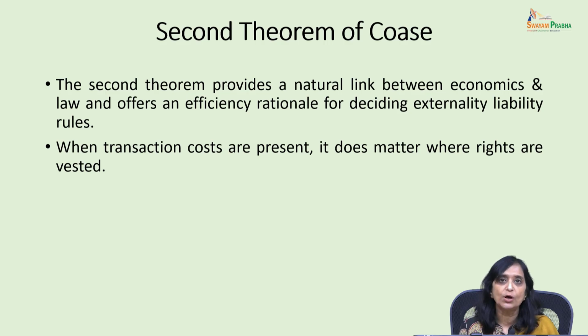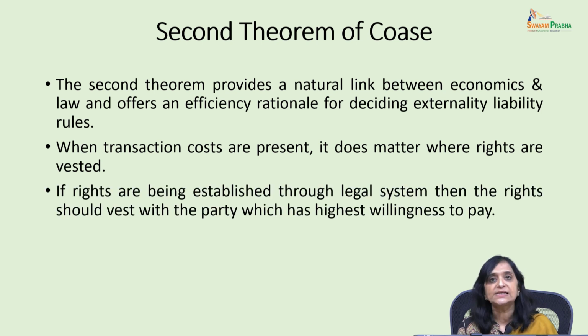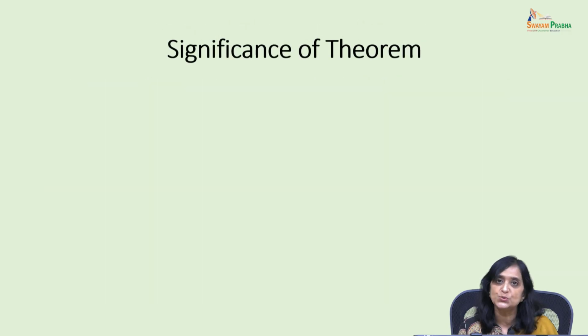So when transaction costs are present, it does matter where the rights are vested. And these rights have to be vested through the legal system. For example, in our country, we see that if an industry is into a type of production process which is leading to pollution, the government automatically asks that polluter to have pollution control equipment. Because there we are saying that the victim has the right to have clean air, the victim has the right to have clean water. So the polluter needs to pay the cost for pollution. So the legal system has to be designed which will give this right.